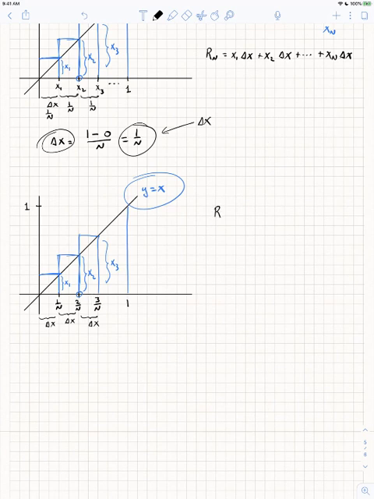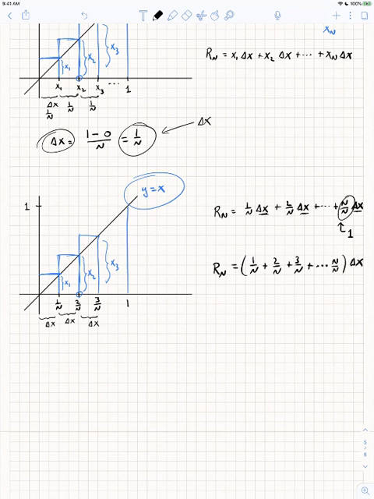So if I want to add all of these up, I'm going to get 1 over n delta x plus 2 over n delta x, and so on until I get to the last one, which is n over n delta x. Of course, n over n is just 1. I could factor out this delta x, and then we have R n is equal to 1 over n plus 2 over n plus 3 over n, all the way until I get to n over n, dot, dot, dot, times delta x.